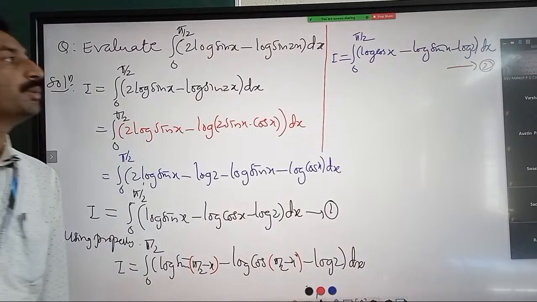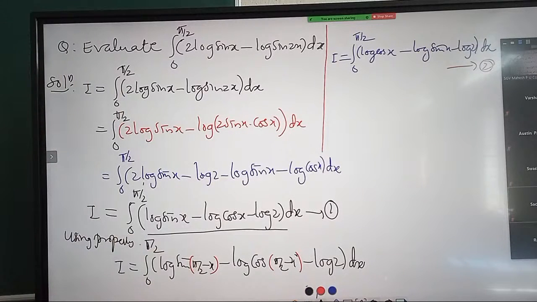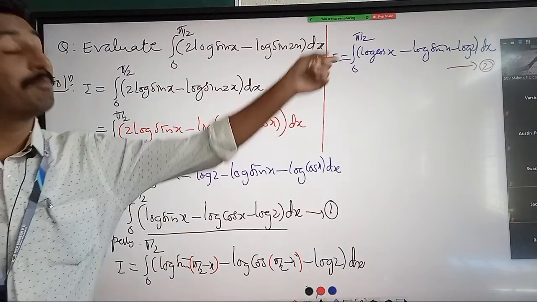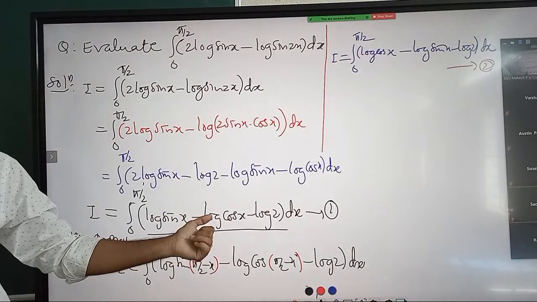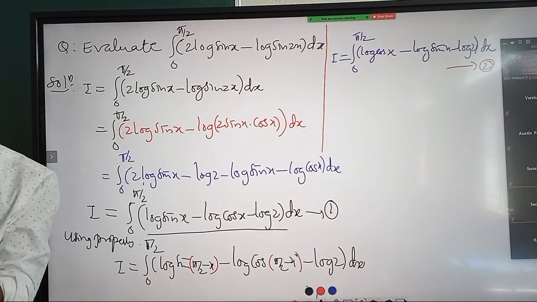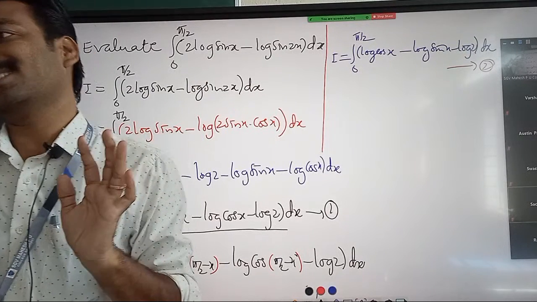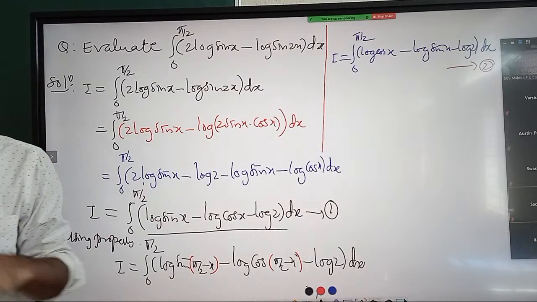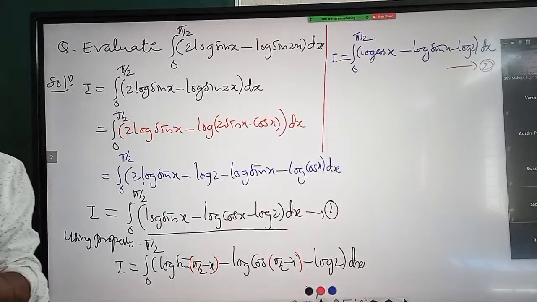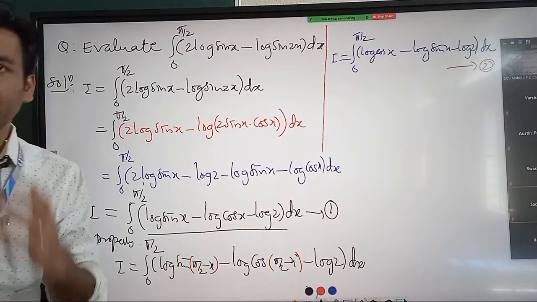Then what I can do, I will add 1 and 2. Look at equation 1: log sin x you have. Equation 2: minus log sin x. Equation 1: minus log cos x. There is plus log cos x. And very interesting thing is that the limits are same. Therefore I can add. If the limits are different, I cannot add. This is very important. Every time you cannot add it. I can add here only because both are 0 to pi by 2. When both are 0 to pi by 2, I can add their integrands.